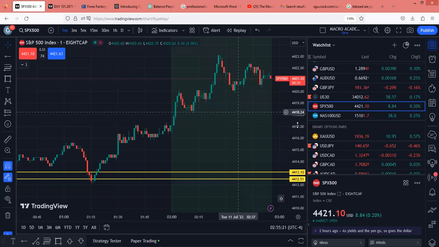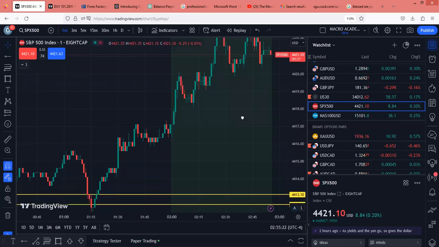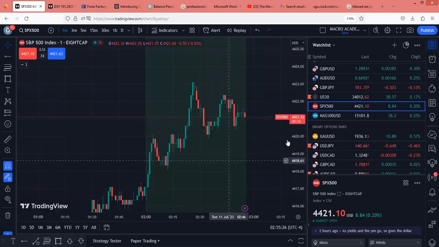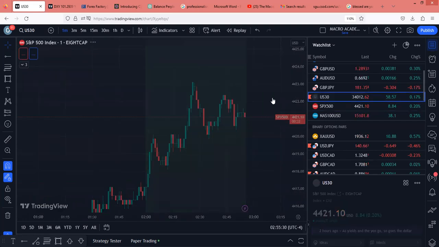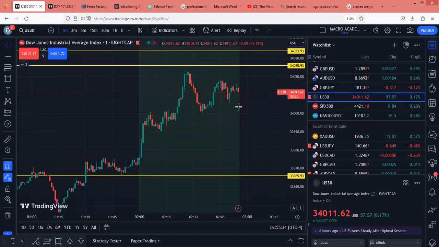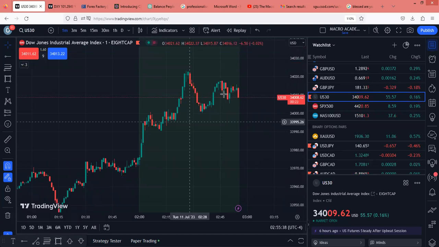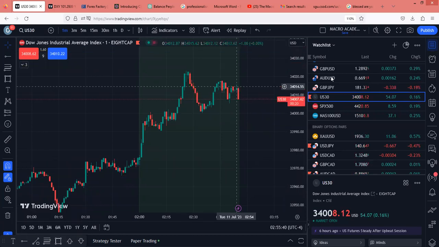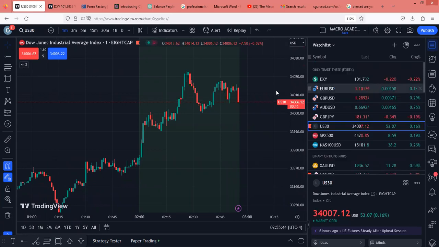And like I said, I am looking for any reason at all to go short. Let me just look at the US 30 and see what's going on there. So something similar as well. Let me get rid of this drawing. These drawings are from before. Let's look at Euro USD.